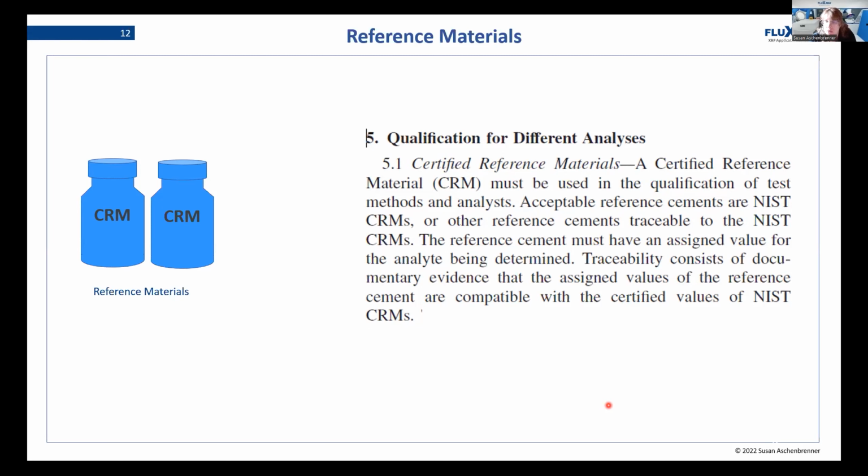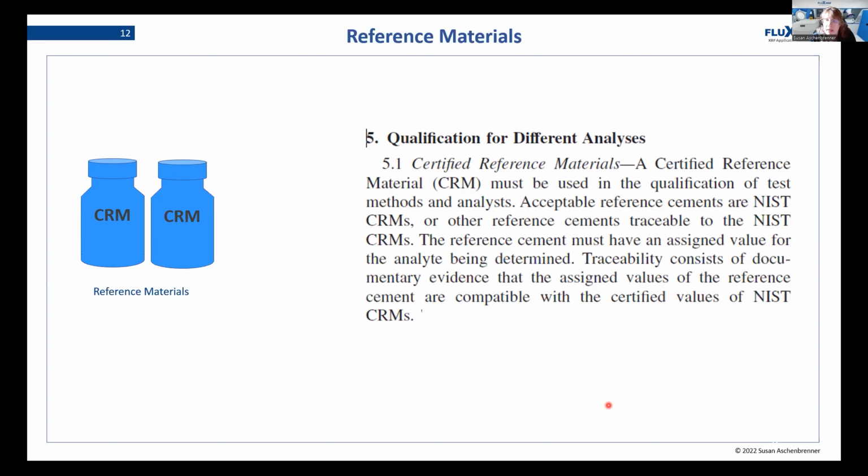So then it goes on, the reference cement must have an assigned value for the analyte. Okay, obviously, I need a value to calibrate. And then it says traceability consists of documentary evidence that the assigned values of the reference cements are compatible with the certified values of NIST CRMs. What does that mean? The CRMs that you are using have to be compatible with NIST CRMs. They are basically normalizing everything to NIST CRMs. NIST is just the standard for this norm.